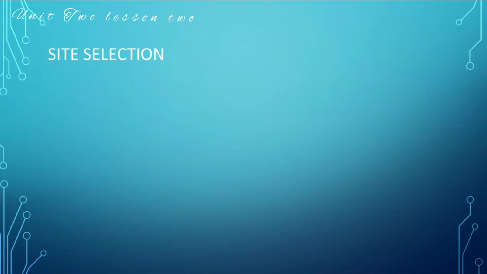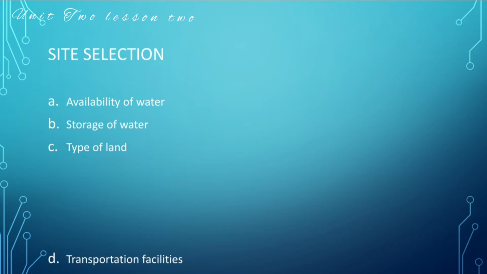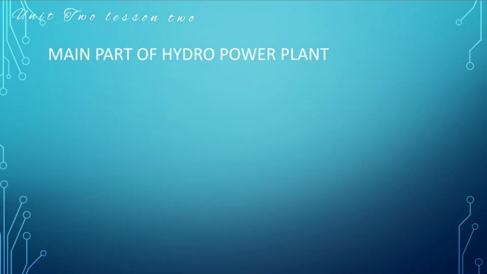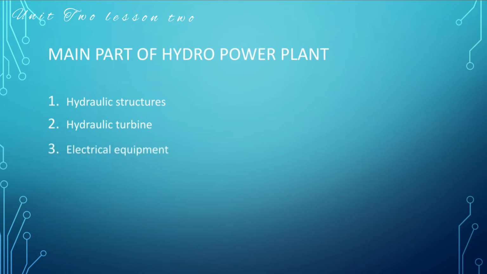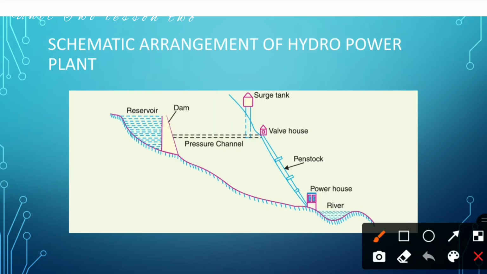Site selection. The following factors have to be taken into consideration while selecting the site for constructing a hydroelectric power plant: availability of water, storage of water, type of land, and transportation facilities. Main parts of hydropower plant. To best understand it, the hydroelectric power plant is divided into three main parts: hydraulic structures, hydraulic turbine, and electrical equipment. First, hydraulic structures: the dam, surge tank, penstock, headwork, and spillway.